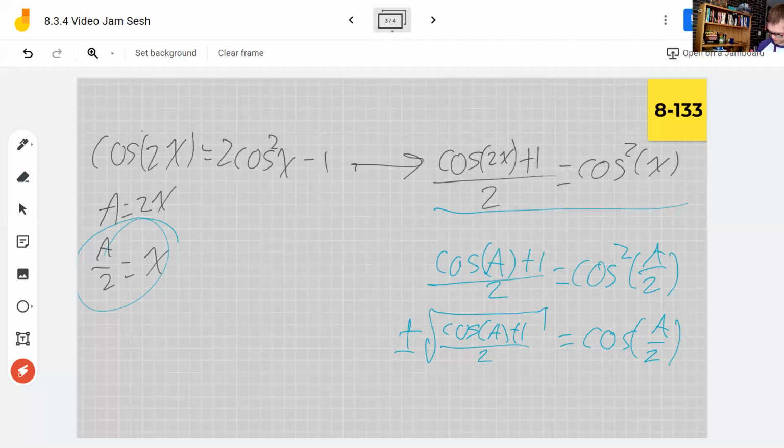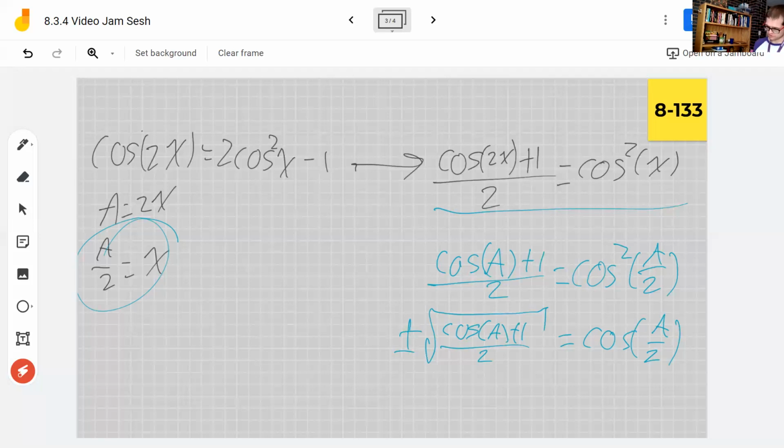Using that technique we did earlier, saying let A equal 2x and A over 2 equals x, we can take that and substitute it in here, which gives us 1 minus cosine of A over 2 equals sine squared of A over 2. And then we square root to get plus or minus the square root of 1 minus cosine of A over 2 equals sine of A over 2.